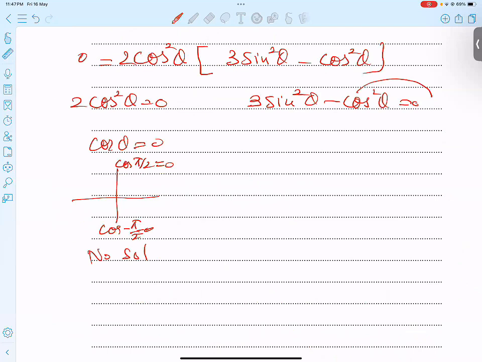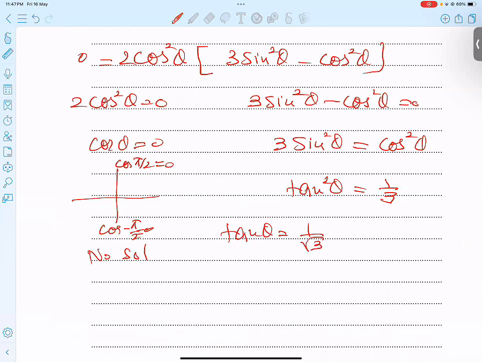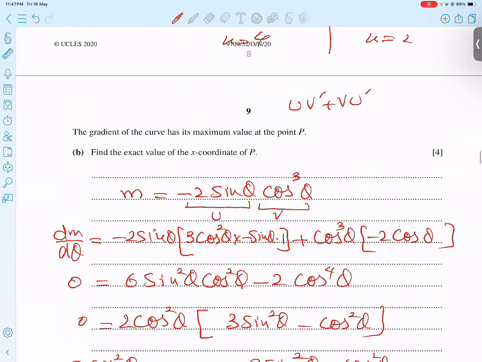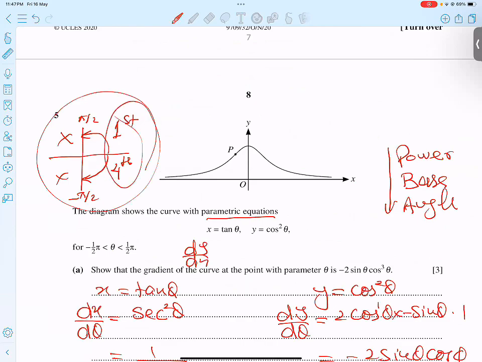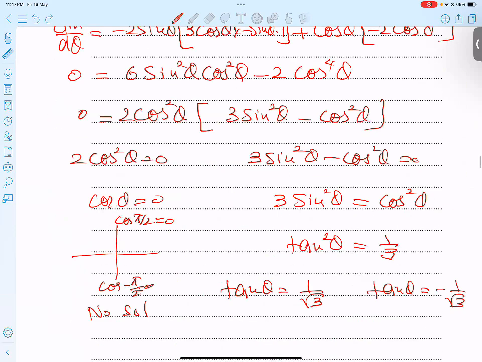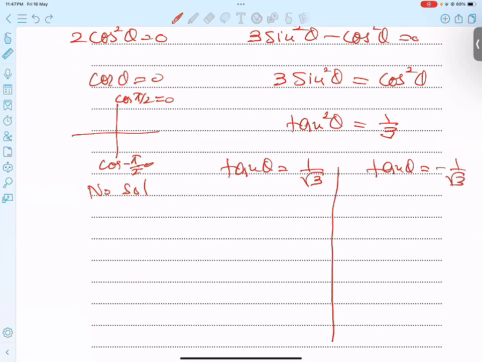So this goes to the other part. I got 3 sine square theta is equal to cos square theta. Cos comes down, 3 goes to the other side. I get tan square theta is equal to 1 over 3. Take the root of both sides. We got 2 answers: tan theta is equal to positive 1 over root 3, and tan theta is equal to negative 1 over root 3. Again, keep in mind, this is a very important technical point. We have stayed in the boundary of the first and fourth quadrant. So students, this is very important. Let's see how we can get it.